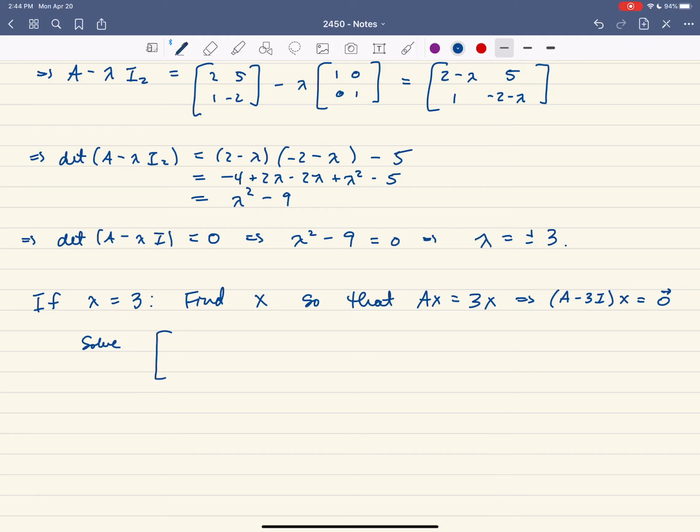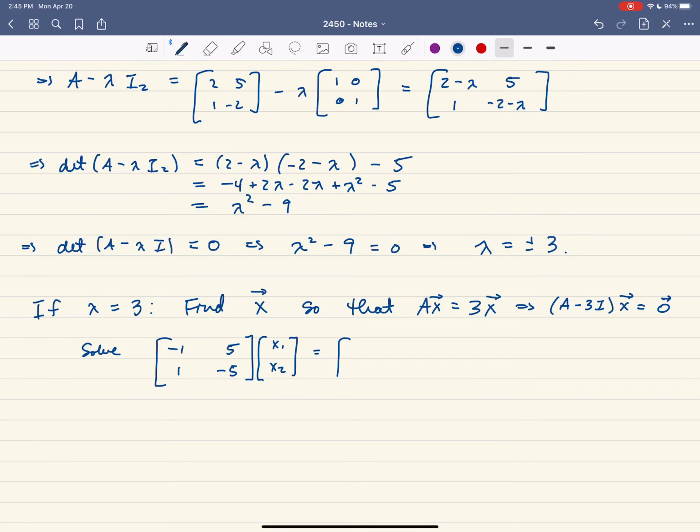A minus 3I is, let's see, if lambda is 3, we're going to get negative 1, 5, 1, and again, if lambda is 3, we get negative 2 minus 3, which is negative 5. And indeed, this is going to be a matrix that has determinant 0 because one row is a multiple of the other. And let's say x is x1, x2. So we're thinking of x as a vector with components x1 and x2. And we want this to be equal to the 0 vector.